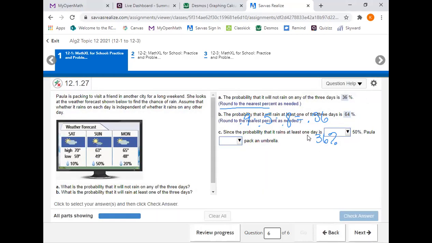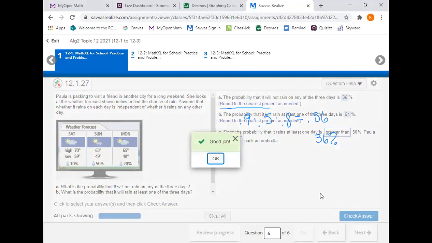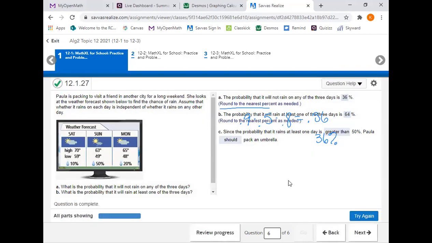And then lastly, since the probability that it rains at least one day is 64%, which is greater than 50, she should take her umbrella. All right, there we go.